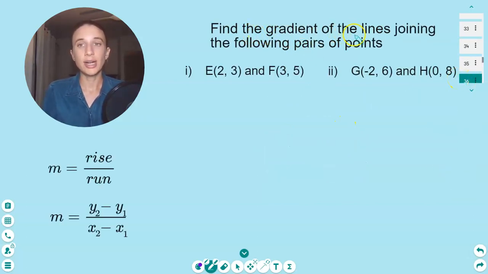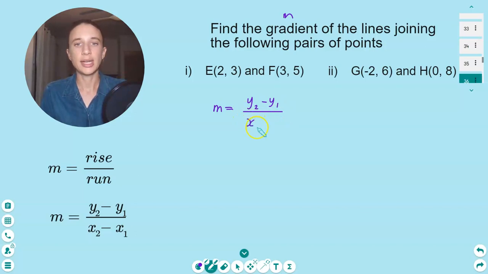It says find the gradient of the lines joining the following pairs of points. Just look at this left-hand question. We've got two pairs of coordinates and we look to our formula sheet and we see two formulas for gradient m. I'm going to select this bottom formula and write it straight down. M equals the change in y, so y2 take y1, divided by the change in x, x2 take x1.